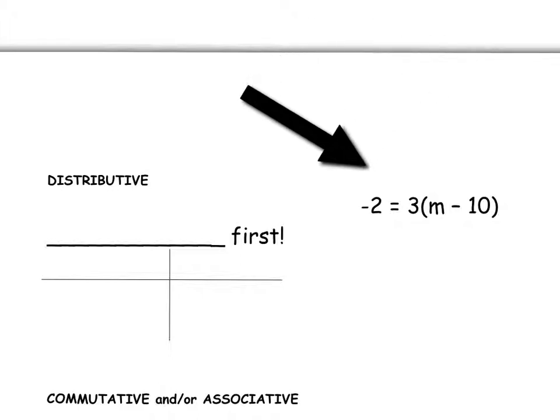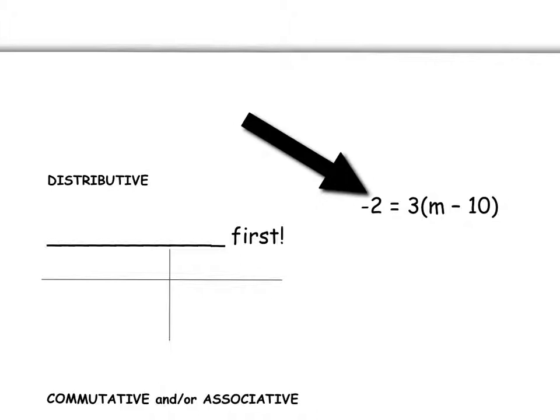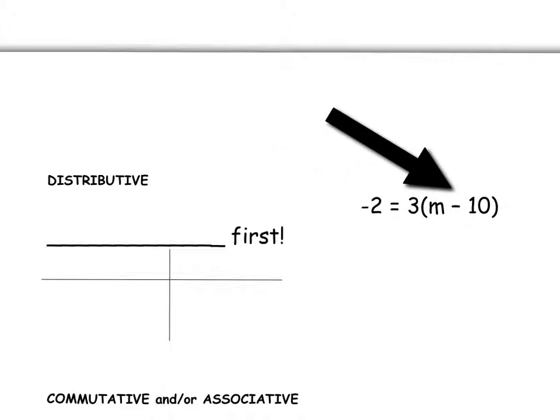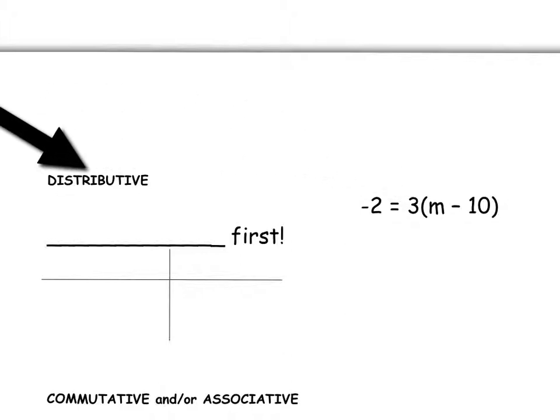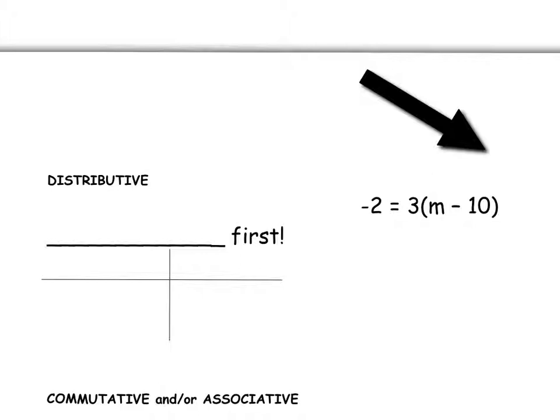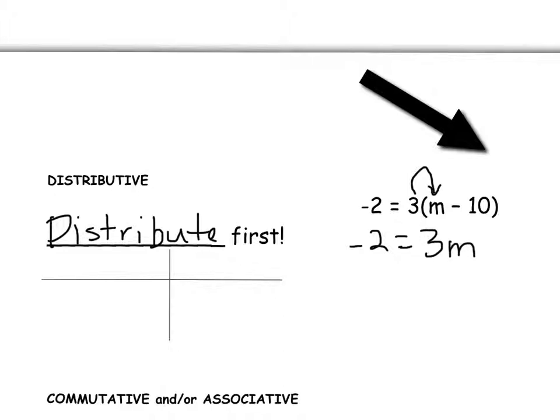We're going to take a look at -2 equals 3 times (m minus 10). So as you can see, this equation has parentheses and a number on the outside, which tells me I need to use the distributive property first. So I'm going to distribute first. And when I do that, I'll write -2. Then I'll do 3 times m to give me 3m, and 3 times -10 gives me -30.